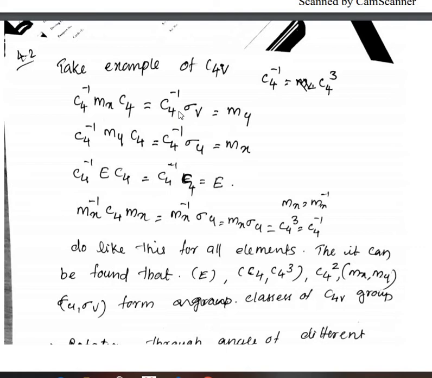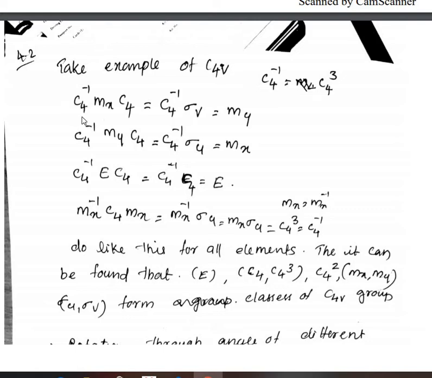Inverse Mx C4 is equal to C4 inverse into sigma V. First acting C4, then Mx, you will get sigma V, then C4 inverse acting on sigma V, you will get My. And if you do it like this, you will get C4 inverse Mx C4. So Mx and My are conjugate. Take all the elements of the group other than Mx and My and do the operation. Then you will find that Mx and My are conjugate to each other.